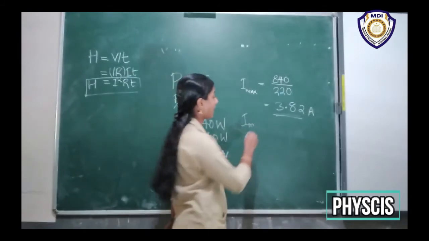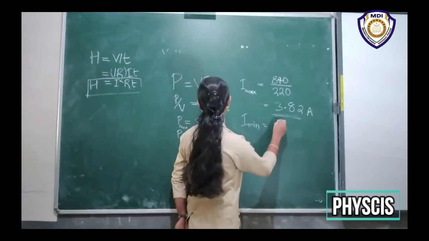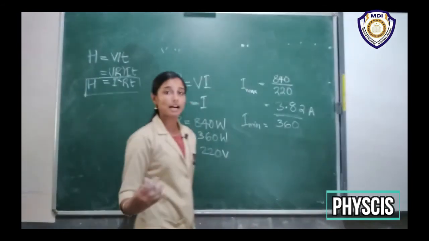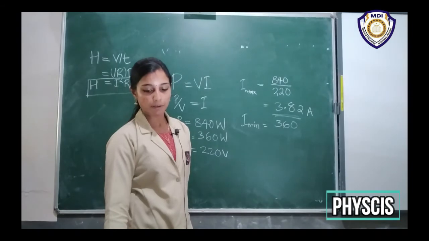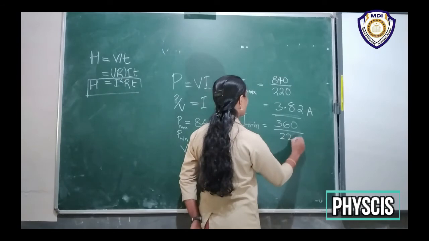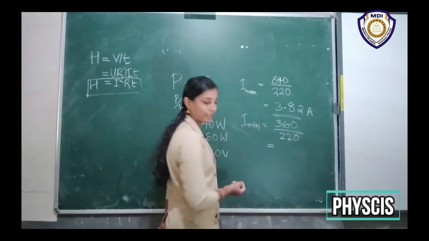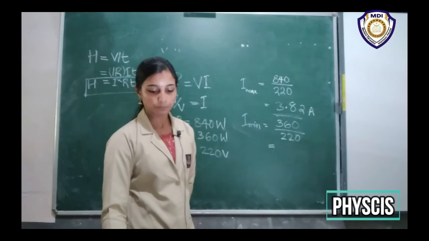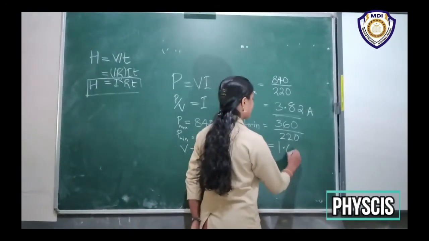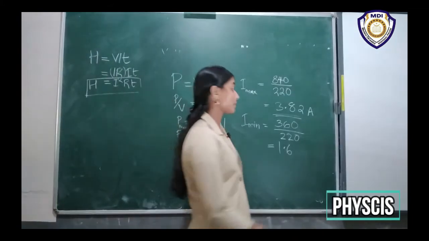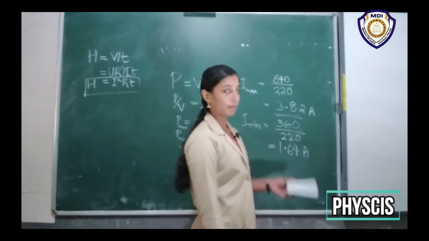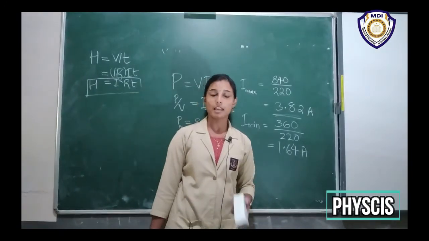And I minimum, we can write this as: when the electric iron works at minimum heating, 360 watt is produced, and 360 divided by 220 volt, and what will be the value? The value should be 1.64 ampere. Okay. 1.64 ampere is the I minimum. And now we get I maximum and I minimum.